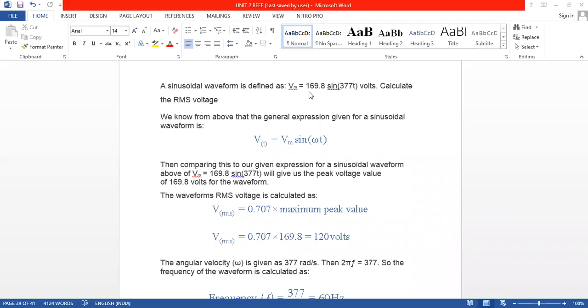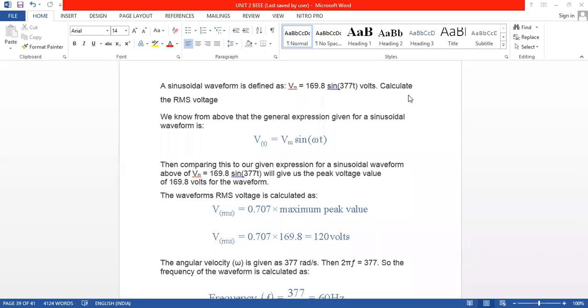Anyone tell me? 169.8. So Vm is equal to 169.8. Vm, the maximum value, is 169.8 here. So in the place of omega, how much is written? 377. So in the examination also, first we write Vm is equal to 169.8 and omega is equal to 377.